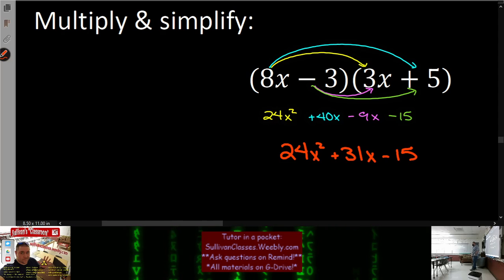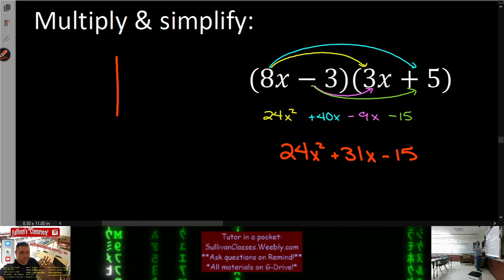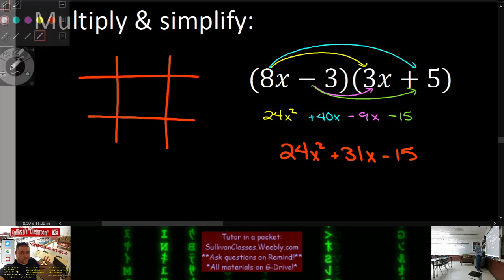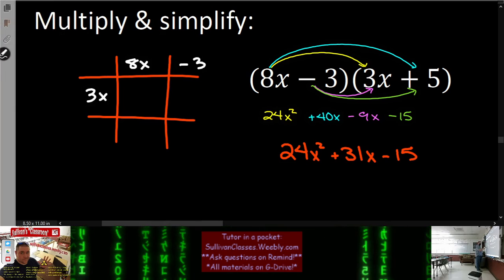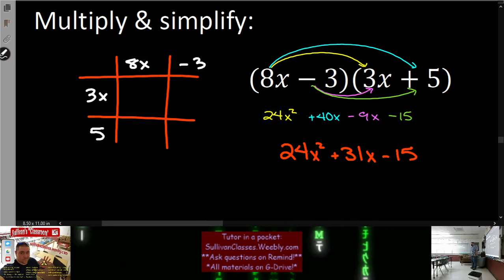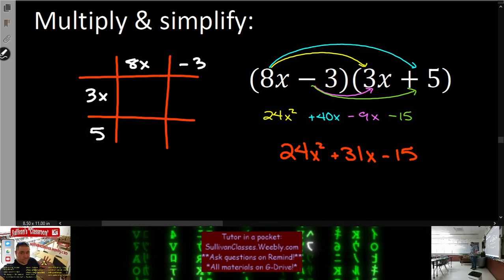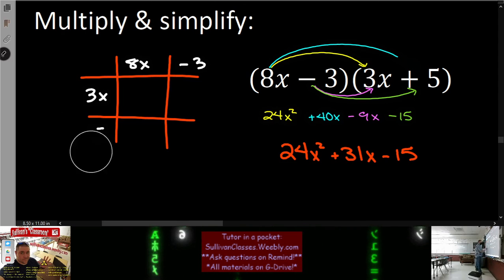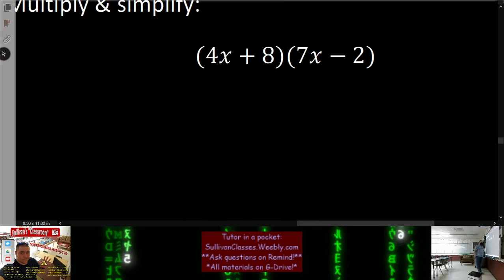Most of us were about this arrow thing. The alternative, remember this? Where you could have put 8x and negative 3, 3x and 5. I mean, it's still going to end up the same, just in different ways. Some people prefer that visual organization, some don't.